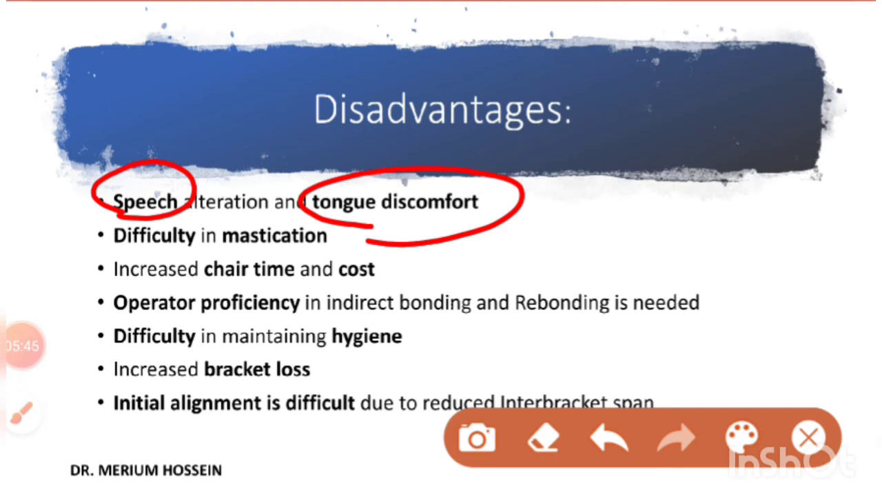Like there is initial discomfort in regular orthodontics as well. When you apply the brackets onto the labial surfaces, it irritates your labial mucosa, and there is going to be a kind of ulceration in the initial stages. So likewise, there is going to be tongue discomfort in the initial stages as well. And also there is going to be difficulty in mastication.